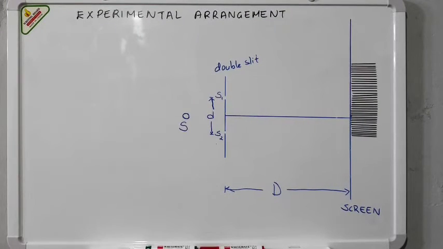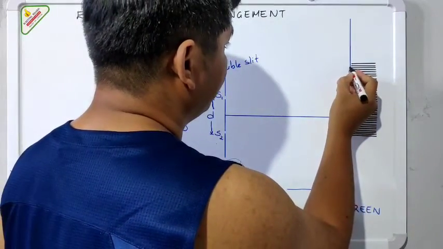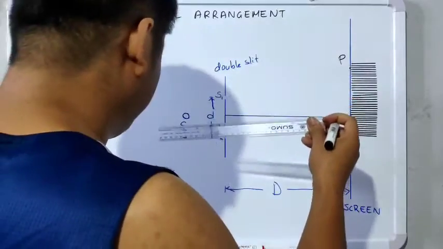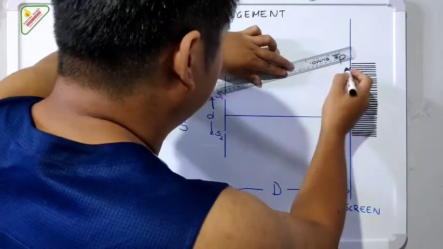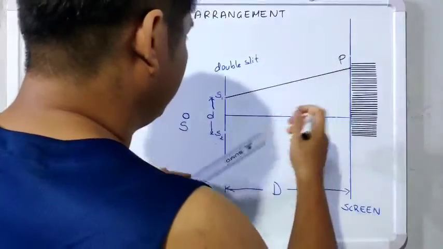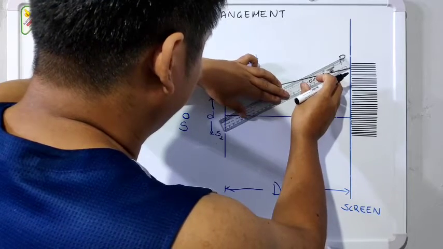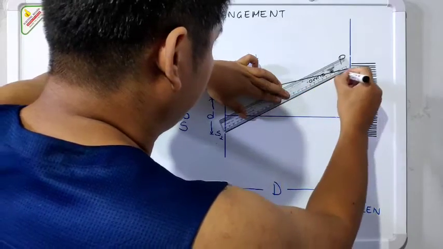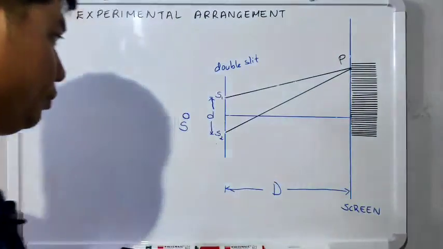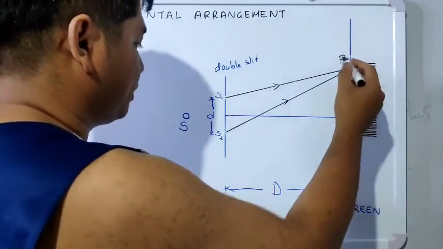First of all, let me choose an arbitrary point P on the screen. At point P, light comes from S1, this is S1P, and also a ray comes from S2 to P. They will interfere, and a fringe will be made at P. We are going to calculate the width of the fringe. It may be either a bright fringe or a dark fringe.